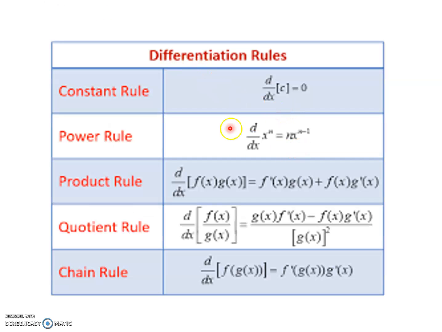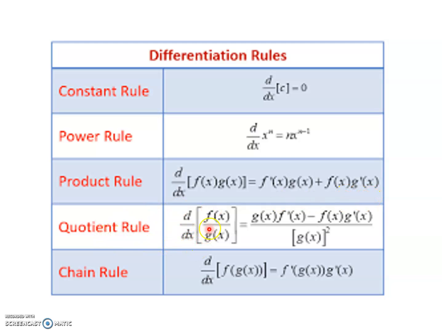So differentiation rules we have to discuss in today's lecture. Constant rule, derivative of any constant number is always 0. Power rule, derivative of x raised to n is n x raised to n minus 1. Product rule, derivative of f of x into g of x is f dash of x into g of x plus f of x into g dash of x.